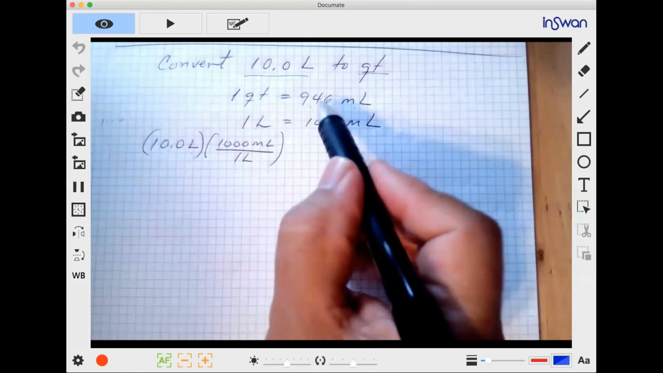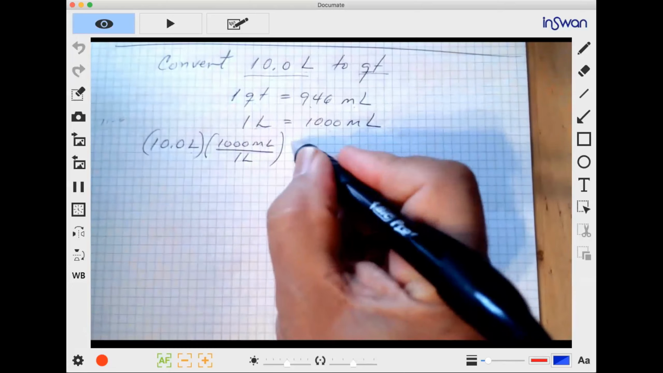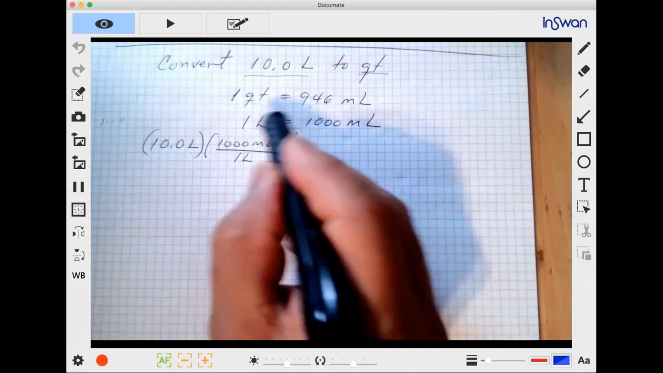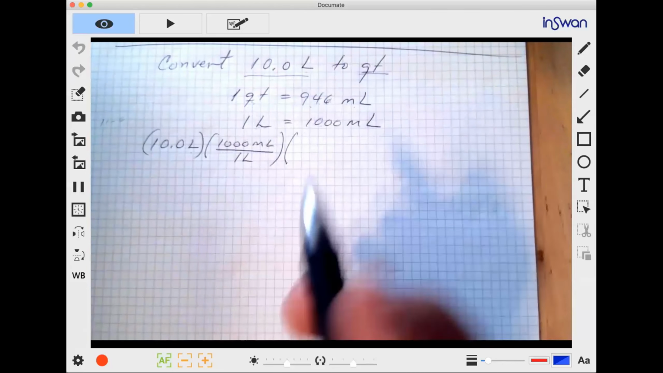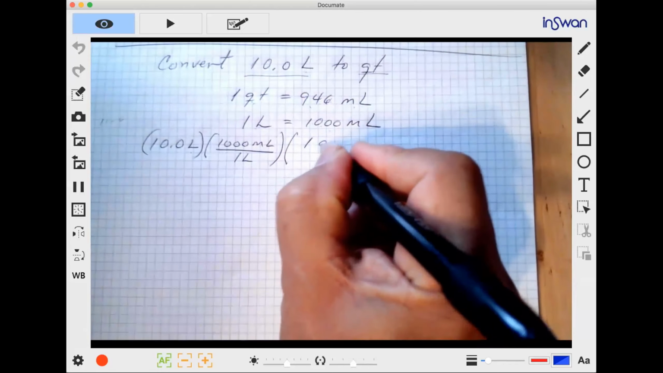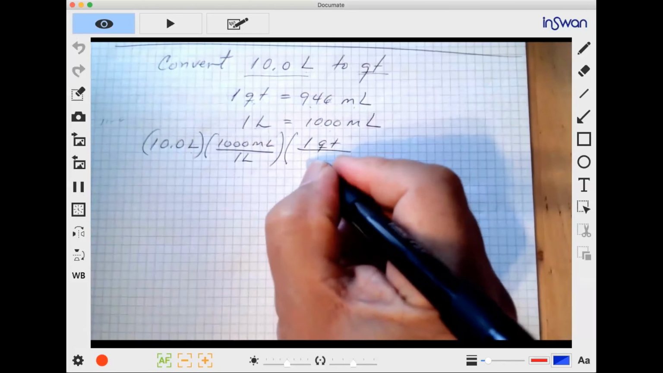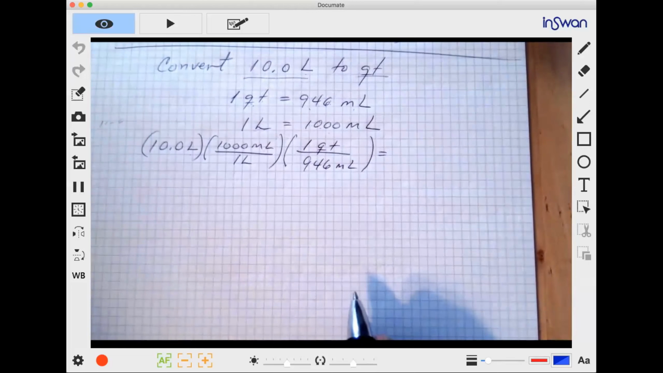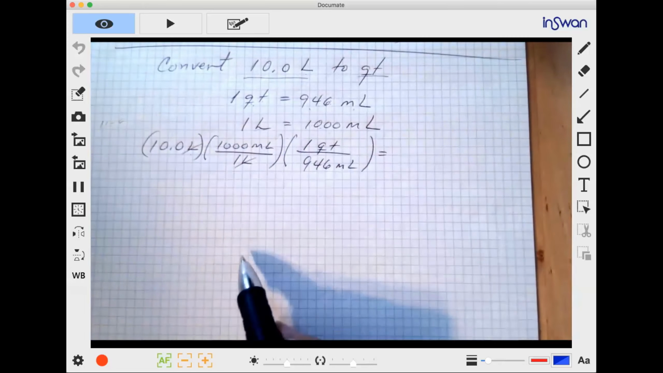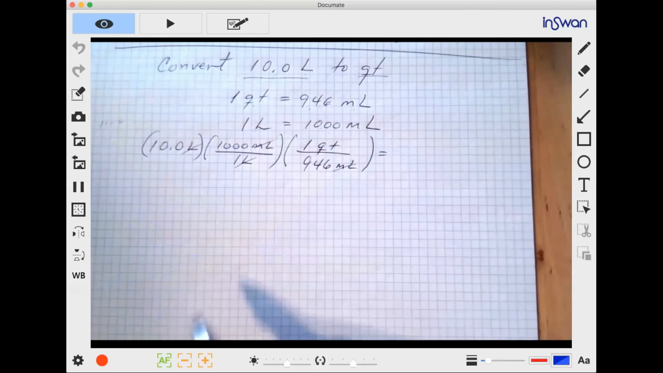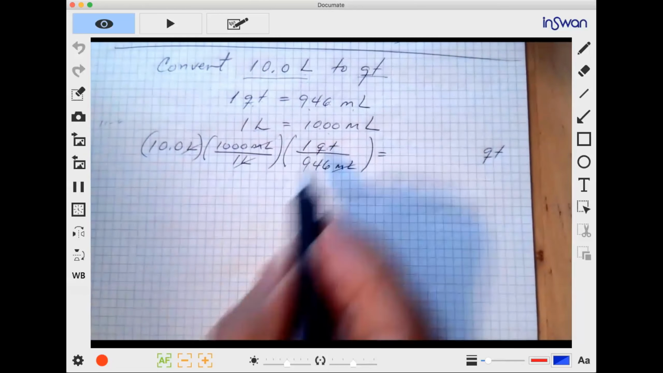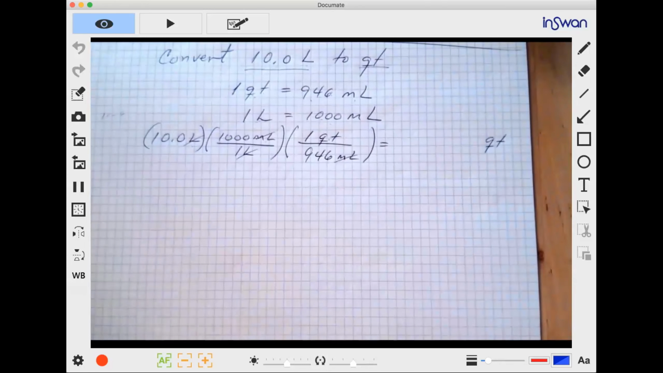And then I'm not done because I need to convert milliliters to quarts. So from this equality, I choose a conversion factor that has quarts on the top, because that's what I want at the end, and milliliters on the bottom. So 1 quart divided by 946 milliliters. And before we do the calculations, we look at the unit analysis, and liters cancels with liters, milliliters cancels with milliliters. So we know we set it up right because in the end we have no other units but quarts. And then we just do the math.